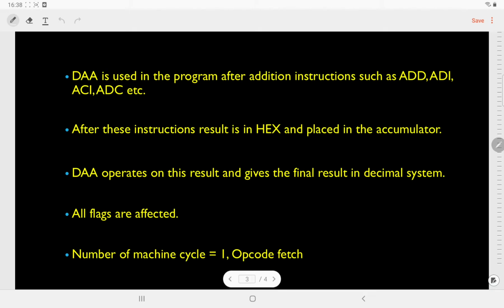As I have already told, DAA is used in the program after addition instructions such as ADD, ADI, ACI and ADC. After these instructions, the result is in hexadecimal and it is placed inside the accumulator. But when you use the instruction DAA, it operates on the hexadecimal result and gives the final result in the decimal system, and the decimal number is updated in the accumulator. This instruction affects all the flags, and the number of machine cycles required by this instruction is 1, that is opcode fetch.